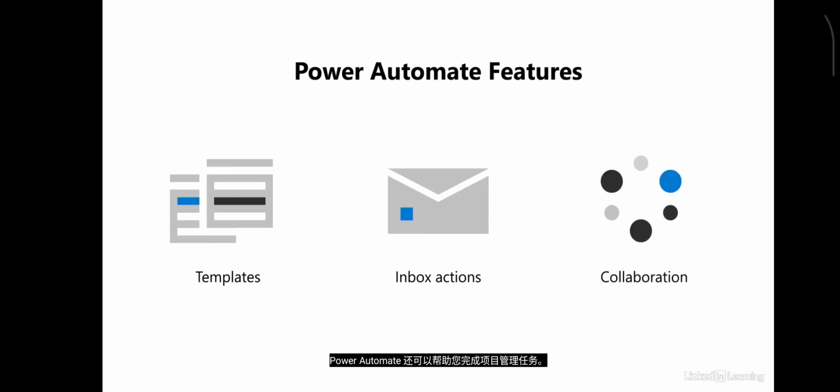Power Automate also helps you with your project management tasks. You can easily assign tasks to specific team members, track documentation statuses, and create a daily summary of tasks in Microsoft Planner. Power Automate even helps you with your time management by letting you block your calendar for important projects with the push of a button.